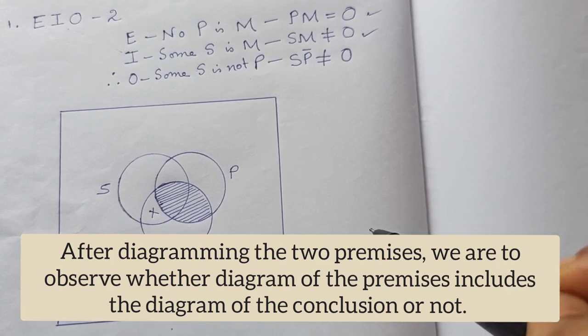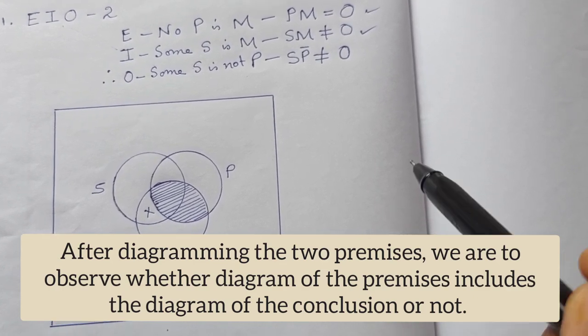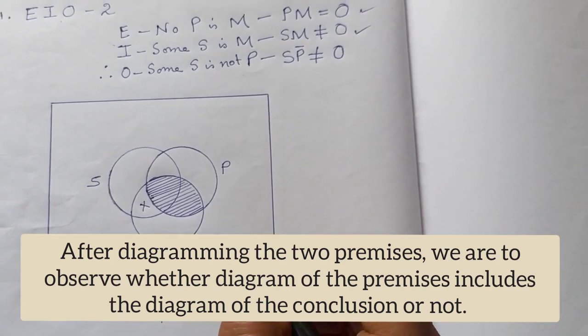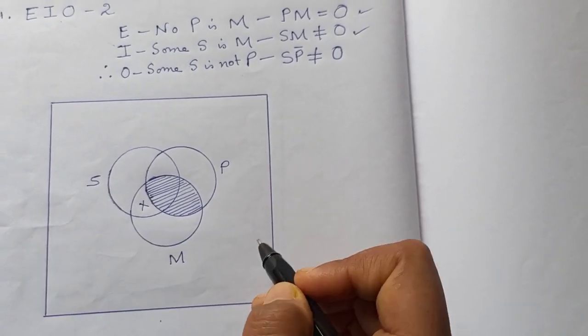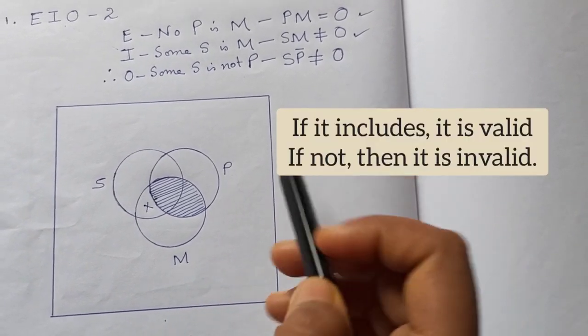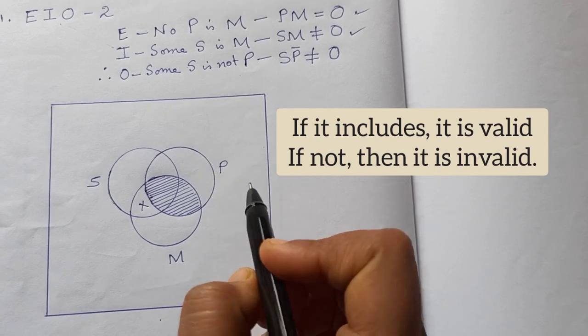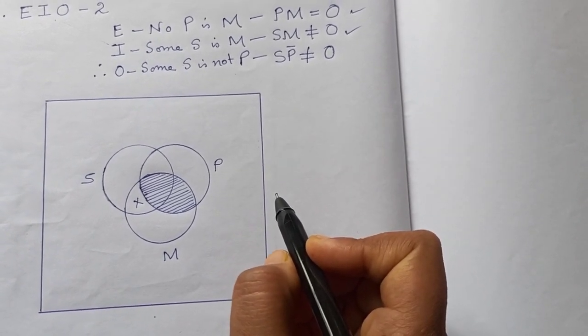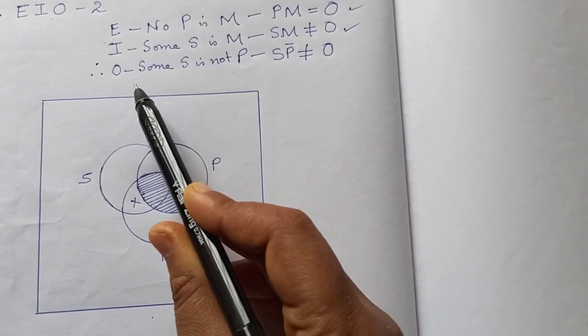After diagramming the two premises, we have to observe whether the diagram of the premises includes the diagram of the conclusion or not. If it includes, then this syllogistic form will be valid, and if it does not include, then it will be invalid. Now you see here, what is the conclusion?